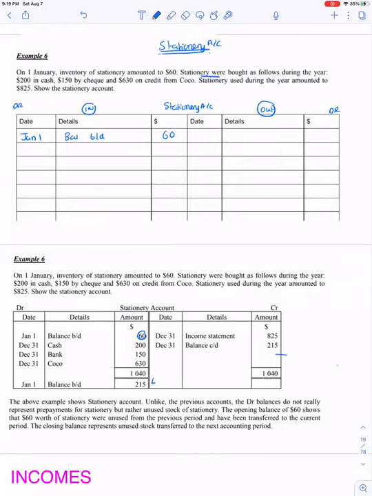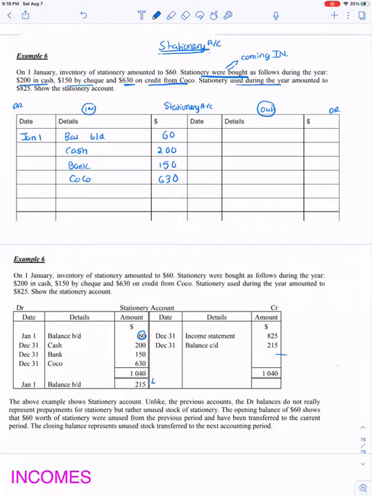So here the stationery was bought. That means stationery is coming in, of $200, $150, and $630. $200 of stationery was purchased through cash, $150 through check, and $630 on credit from COCO.